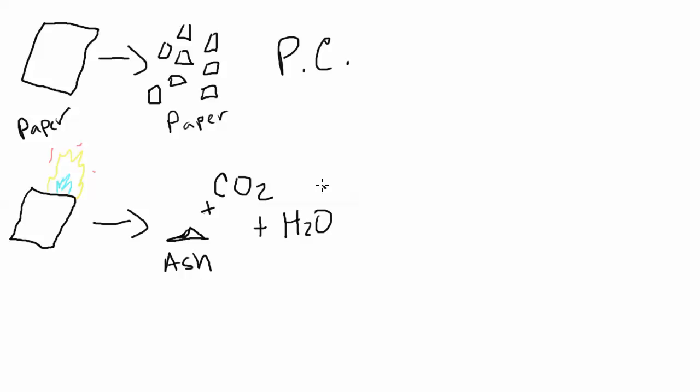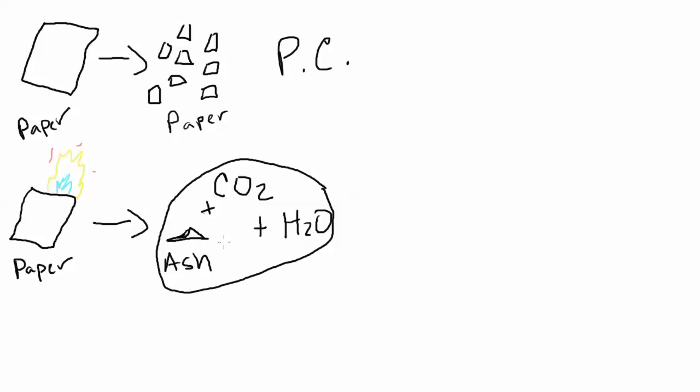So basically you've taken one substance that we call paper, and we've turned it into three new substances: a mixture that we call ash, a compound, carbon dioxide, and the compound water. So obviously we've got one or more new substances here, so this is a chemical change.